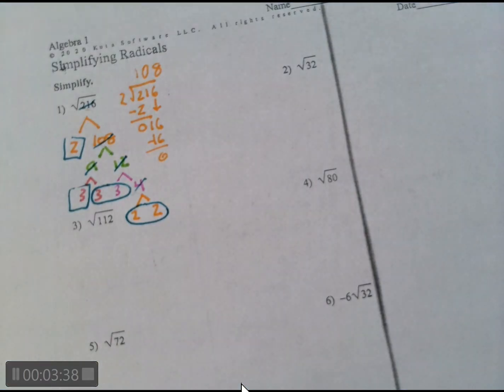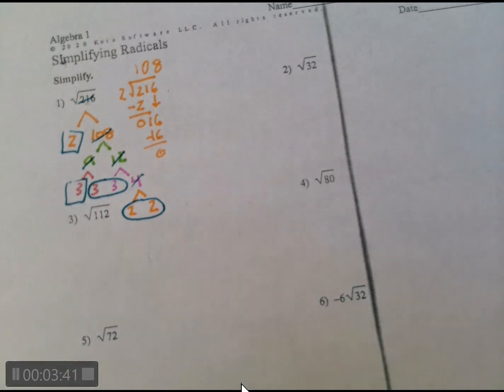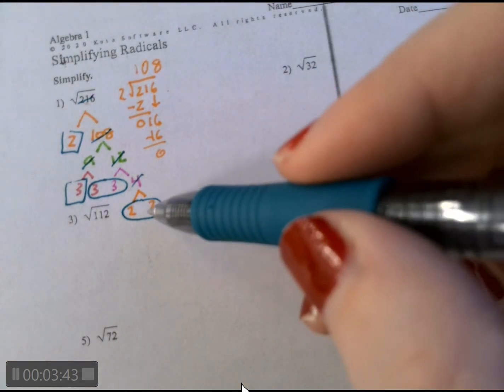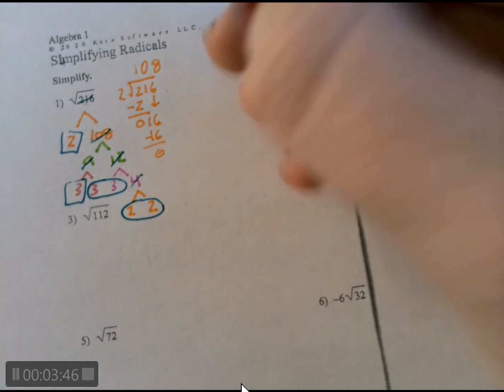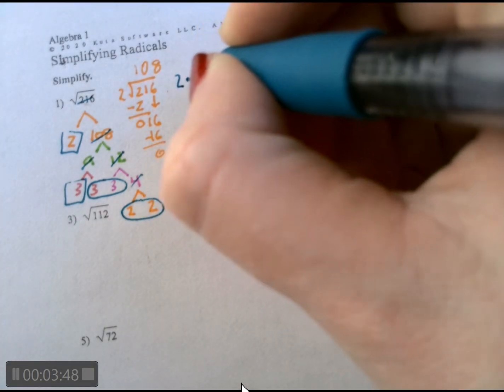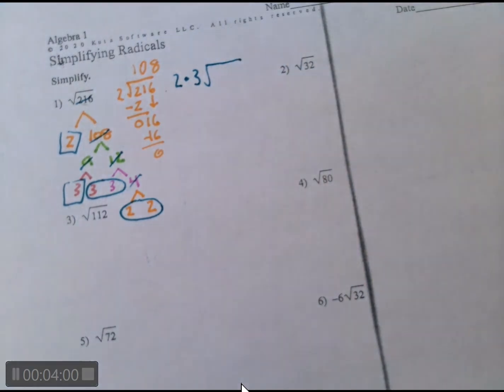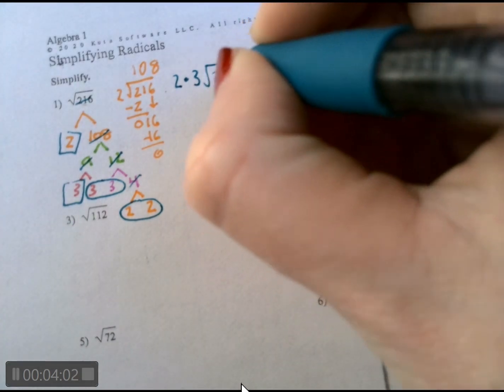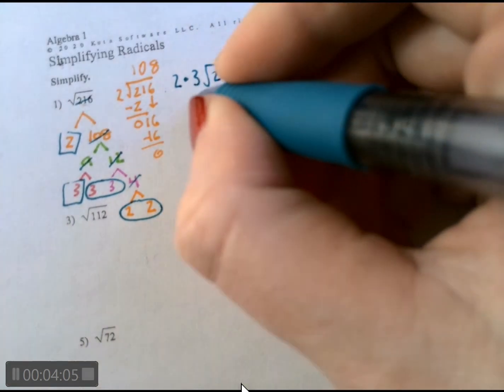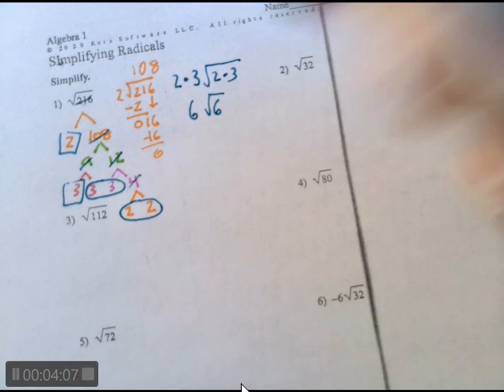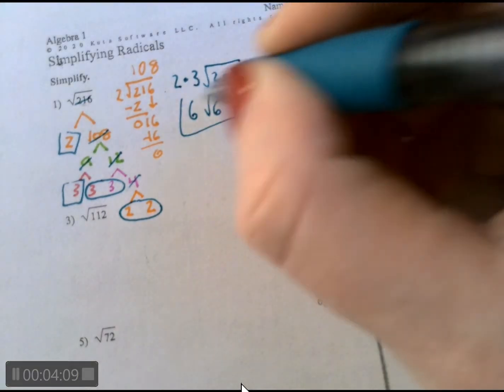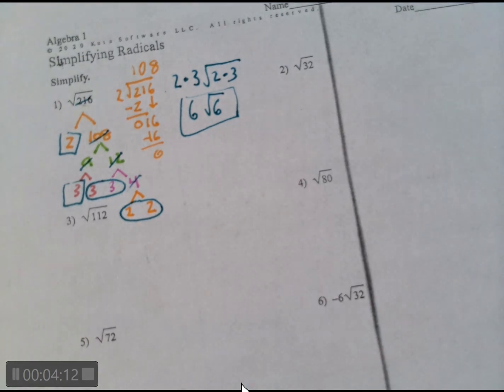There we go. So now that we've done that, I'm going to go off to this side over here, and you're going to put one number from each pair. So we're going to have 2, and we're going to have times 3. And then you're going to write your radical, and whatever is left over inside the boxes, that's what goes inside our radical. It's going to be 2 times 3. So then our answer is going to be 6 radical 6. And that's how you simplify.